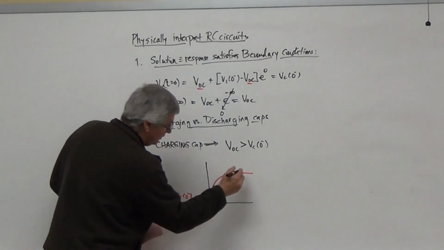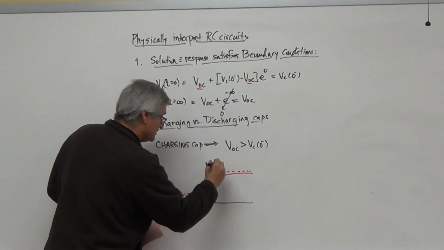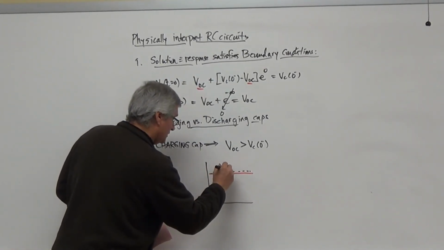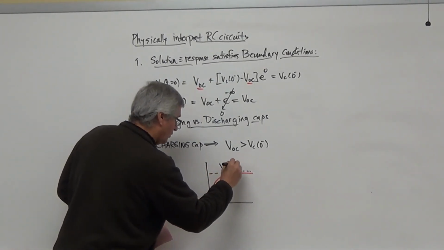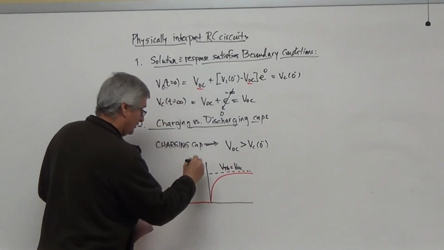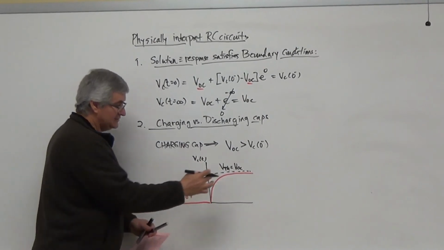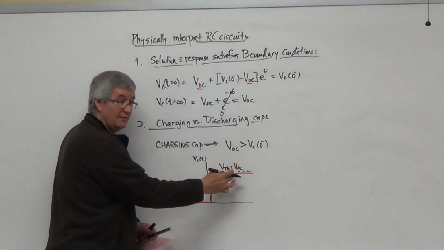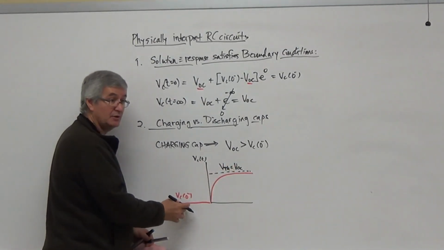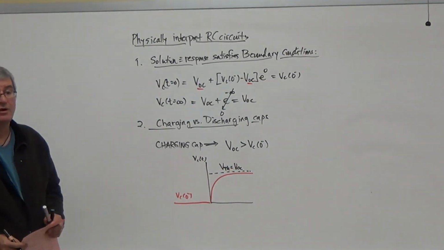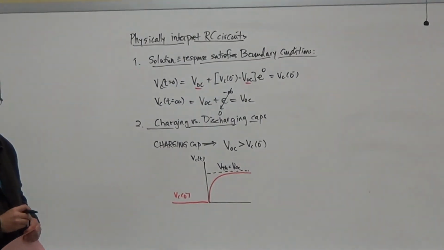And so as it comes all the way up to here, this is approaching the Thevenin voltage, or VOC value, when I'm plotting VC of t. So when I look at that, this is clearly larger than this one. Okay, what does that mean mathematically?